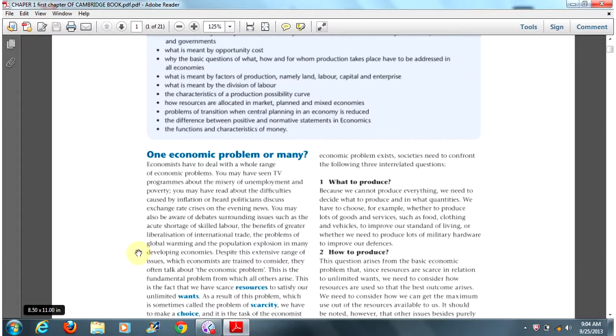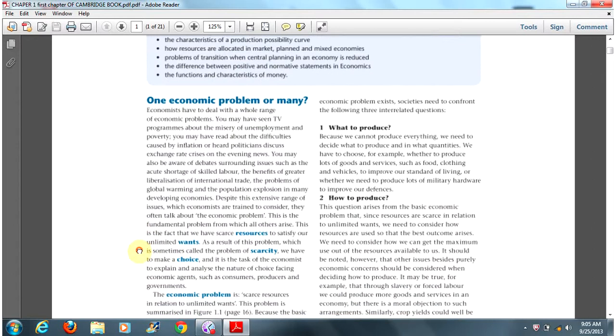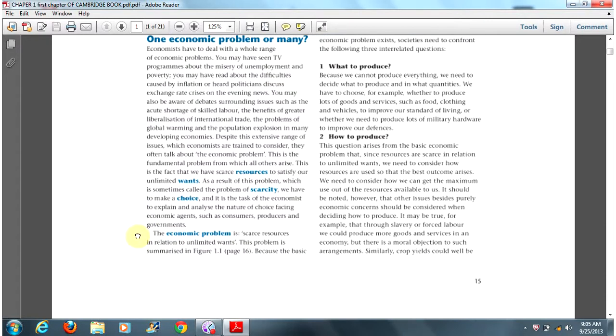Despite this extensive range of issues, which economists are trained to consider, they often talk about the economic problem. This is the fundamental problem from which all others arise. This is the fact that we have scarce resources to satisfy our unlimited wants. As a result of this problem, which is sometimes called the problem of scarcity, we have to make a choice. And it is the task of the economist to explain and analyze the nature of choice facing economic agents, such as consumers, producers, and governments. The economic problem is scarce resources in relation to unlimited wants. The problem is summarized in Figure 1.1, page 16.